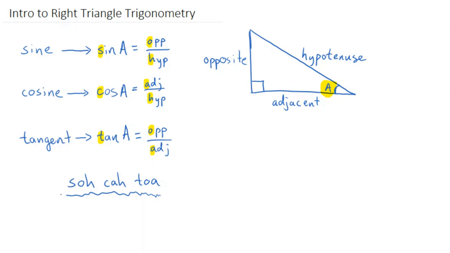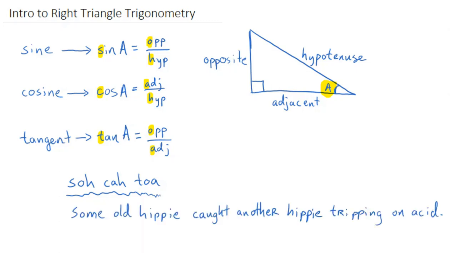Another one is to make a sentence using the first letter of all of those. There are a few of these sentences out there, but the one that seems to be the most memorable is "Some old hippie caught another hippie tripping on acid." So we're just taking the first letter of each one of those and making it into a sentence. Some people find that helpful. If you do, great. I don't care how you figure out memorizing them, but you gotta know your trig ratios to be able to proceed from here.